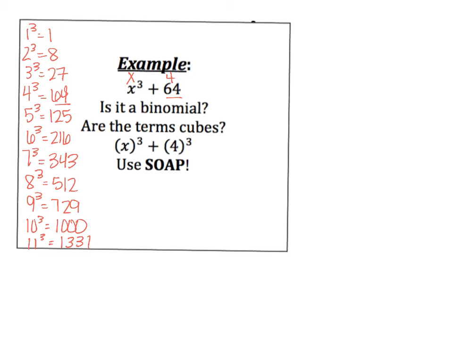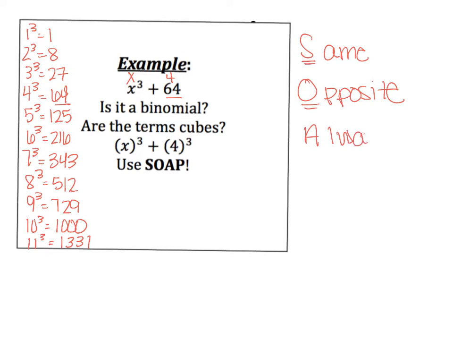Well, 64 is on my list, and it would be 4 cubed, right? So it's x cubed plus 4 cubed. SOAP really just means the same sign, the opposite sign, and then the last one is always positive.